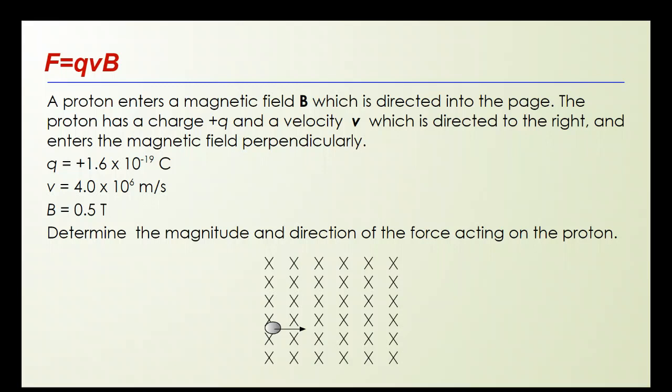So one of the things that it's given here, the charge on a proton or an electron is equal to 1.6 times 10 to the negative 19th coulombs. Here it gives us a velocity, says that it's moving at 4 times 10 to the 6th meters per second, and encounters a magnetic field, B, equal to 0.5 Teslas, and asks us to determine the magnitude and direction of the force. So let's figure out how I'm going to do this.